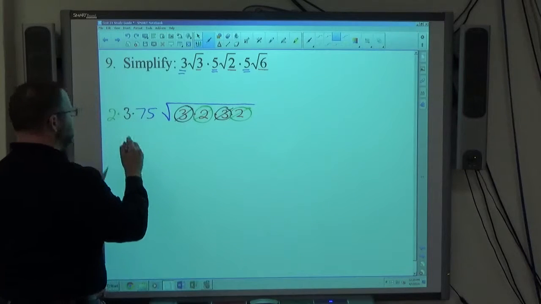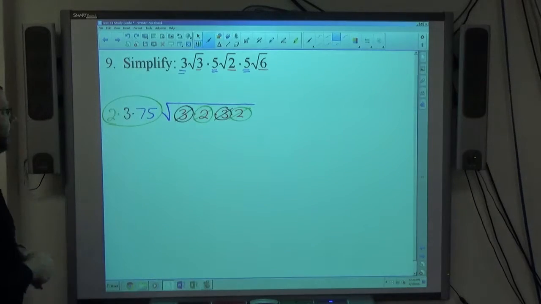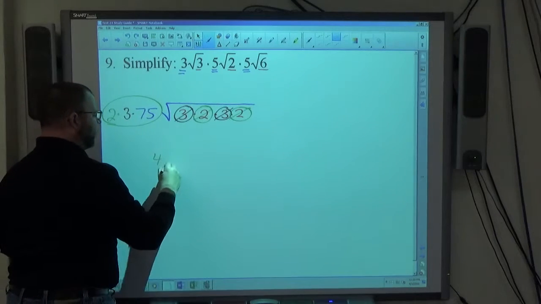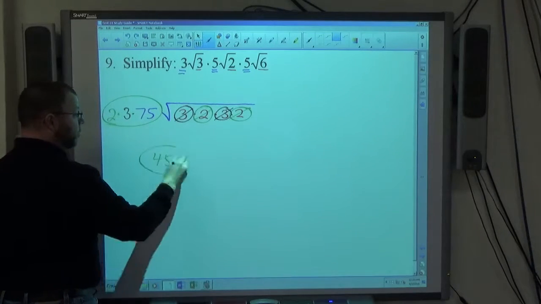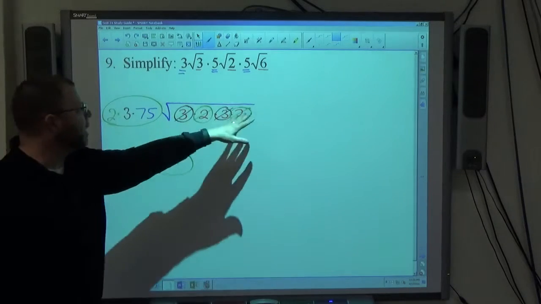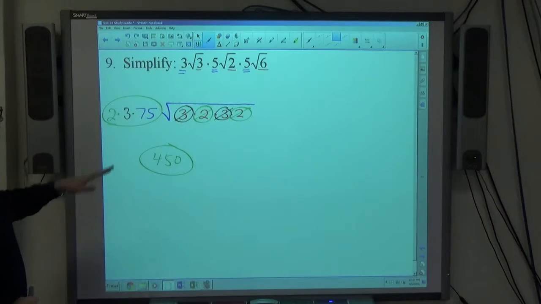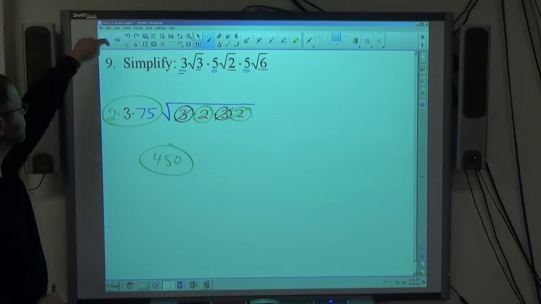So what's left is just all this stuff being multiplied together. 2 times 3 is 6 times 75 is 450. Square root of nothing, so the square root just goes away. If there was any number left in there, the square root of that number would be left in the answer. But in that case, everything goes away, so the square root just disappears.